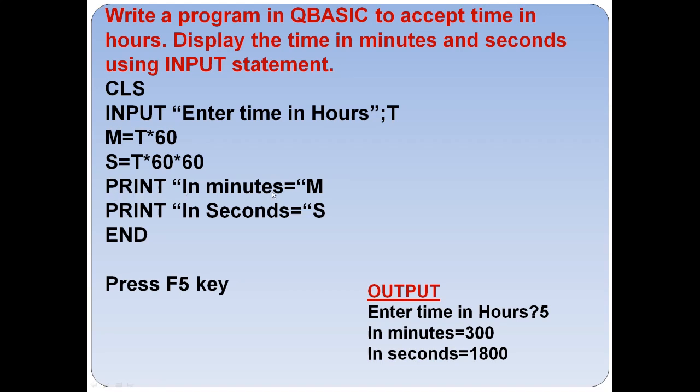Now print in minutes m, in seconds s, and press the F5 key. Now enter time in hours t. I have entered 5 hours here. You can enter 2 or 3 hours also, but I am entering only 5 hours, so that it will convert those 5 hours into minutes. 5 multiplied by 60 becomes 300 minutes, then multiplied by 60 it becomes 1800 seconds. In 5 hours, minutes will be 300 but seconds will be 1800.